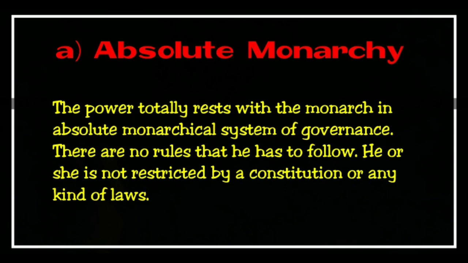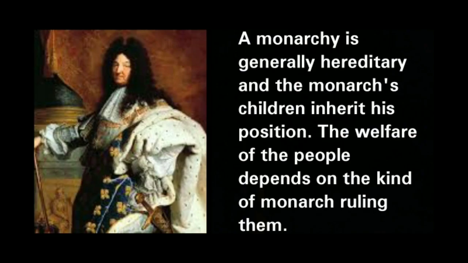Monarchy means a form of government with a monarch, and in absolute monarchy the total power rests with the monarch. There are no rules, and he or she is not restricted by any constitution or any kind of law. A monarchy is generally hereditary and the monarch's children inherit his position. The welfare of the people depends on the kind of monarch ruling them.